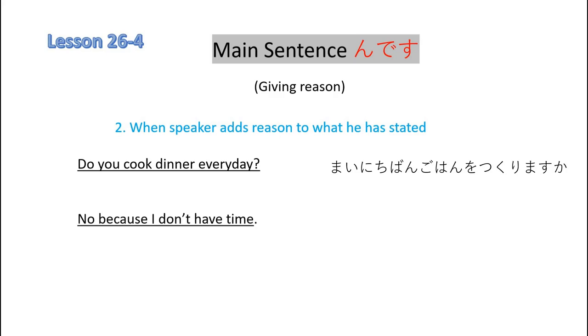So here first the speaker is saying no. He's stating that he doesn't cook every day. Now the reason he's giving is because I don't have time. So adding a reason to what he or she has stated. "Iie, jikan ga nai desu." So when the speaker wants to add a reason to what he or she has stated, the un desu pattern can be used.